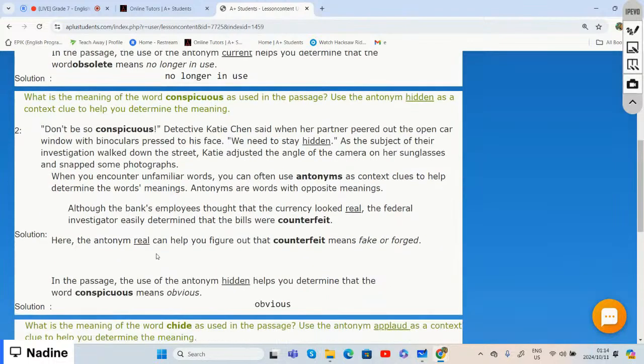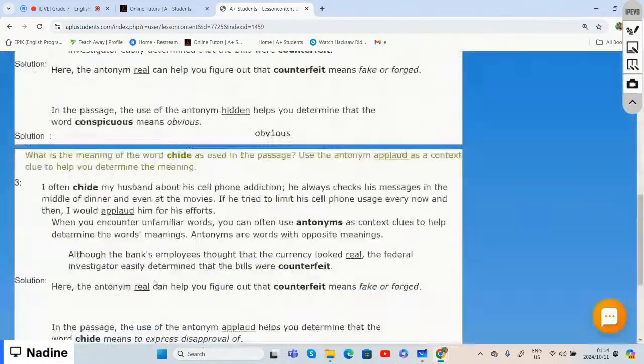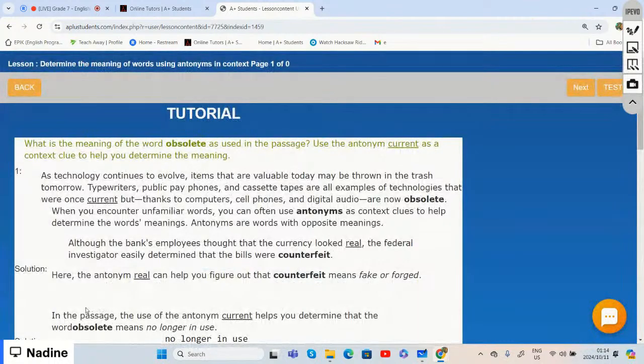All right. So now we're going to look at an activity, and then we're going to our test. We need to say what is the meaning of the word obsolete as used in the passage. Then use the antonym current as a context clue to help you determine the meaning.